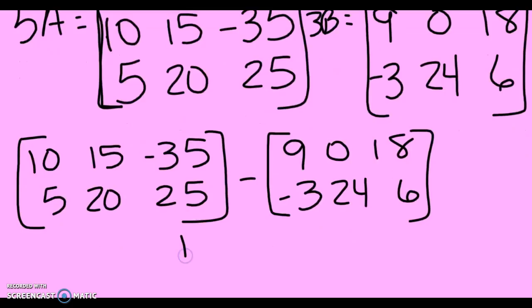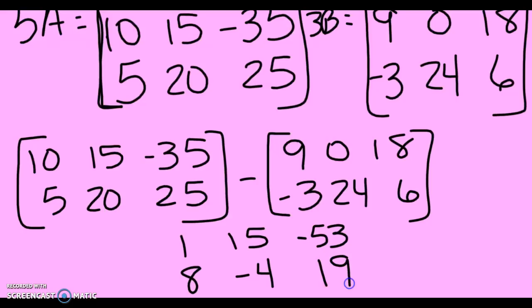10 minus 9 is 1, 15 minus 0 is 15, and you get the idea. Negative 35 minus 18 is going to be negative 53. Do you believe? Doing it in my head. 5 minus negative 3, be very careful. 5 minus a negative is a very tricky little operation. Some people forget, even when you get up into higher level math, to subtract a negative and actually make it a positive. 20 minus 24 should be negative 4. And then 25 minus 6 should be 19. And there you go. There's 5a minus 3b.